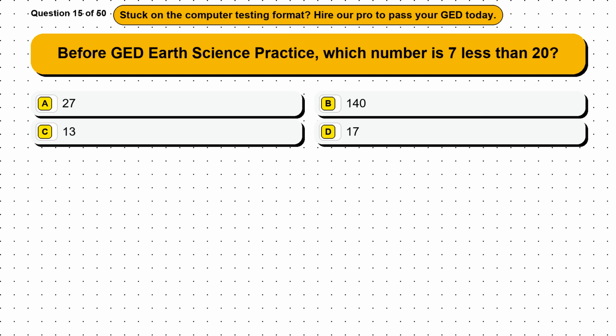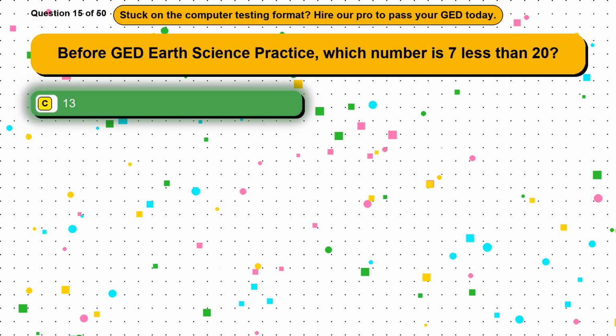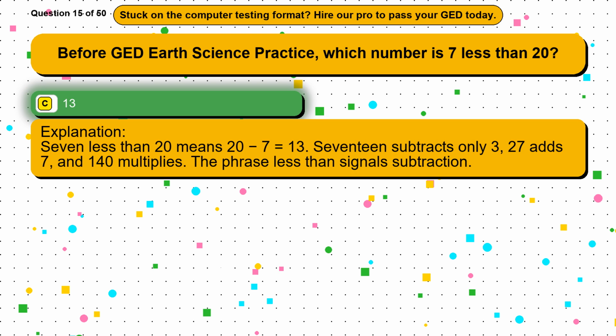Question 15. Before GED Earth Science Practice, which number is 7 less than 20? Option A 27. Option B 140. Option C 13. Option D 17. The correct answer is option C. 13. 7 less than 20 means 20 minus 7 equals 13. 17 subtracts only 3, 27 adds 7, and 140 multiplies. The phrase less than signals subtraction.